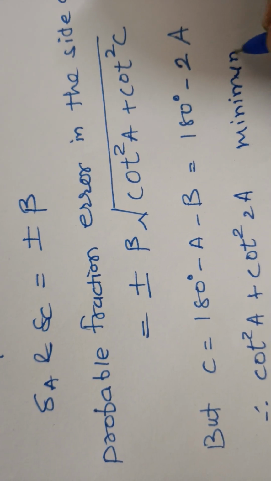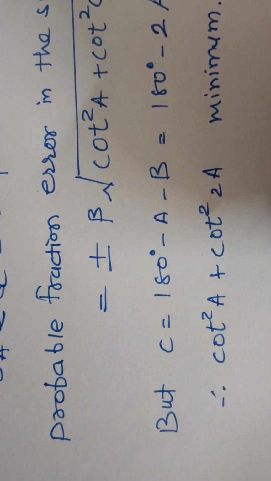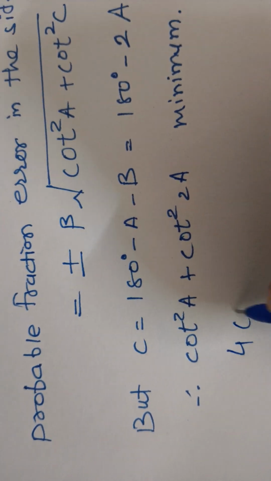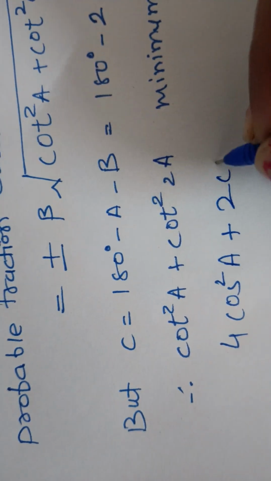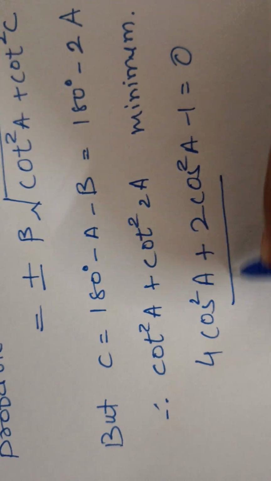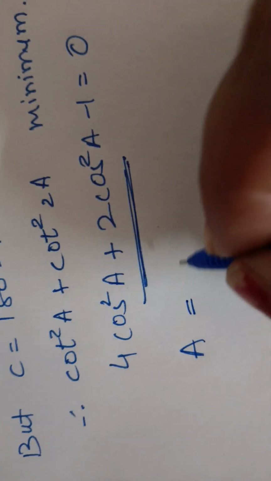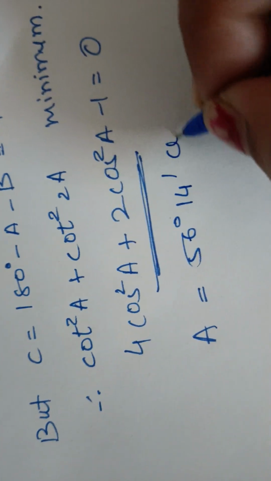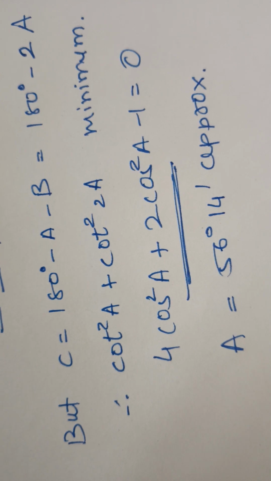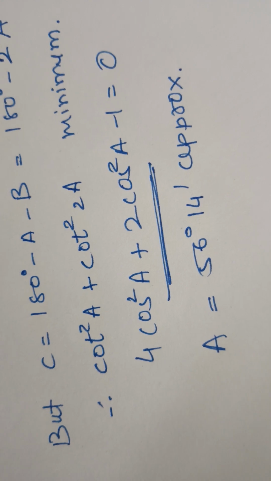Differentiating cot square A plus cot square 2A with respect to A and equating it to 0, we get after reductions that 4 cos square A plus 2 cos A minus 1 equal to 0. From this we find A is equal to 56 degrees and 14 minutes approximately. So as I said earlier, the best shape of the triangle is isosceles with the base angle equal to 56 degrees and 14 minutes.